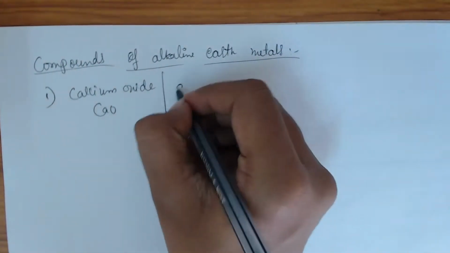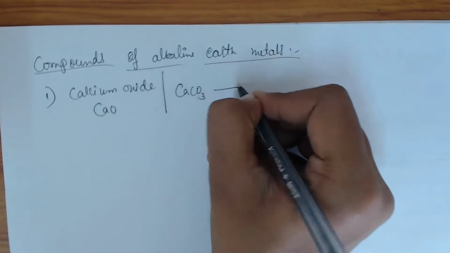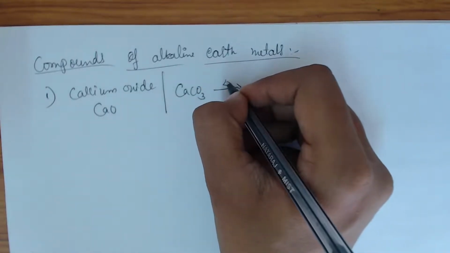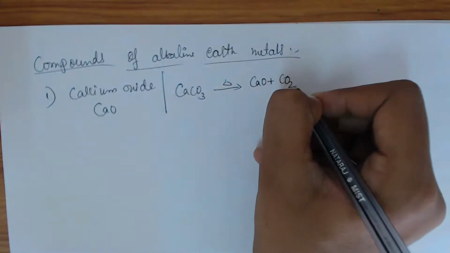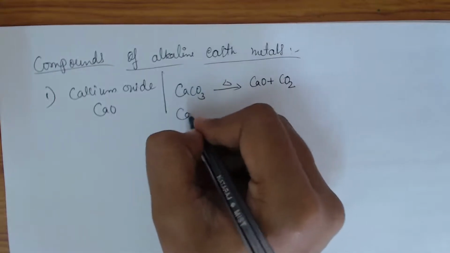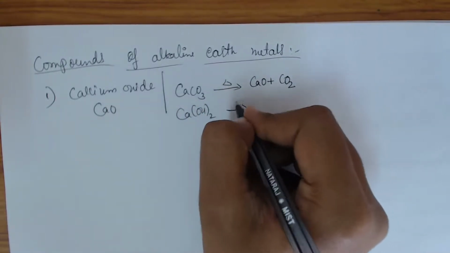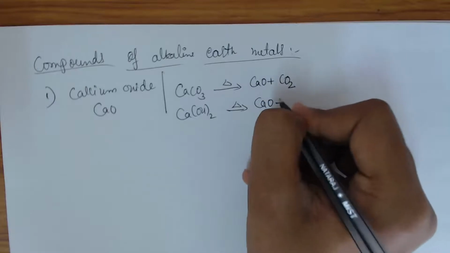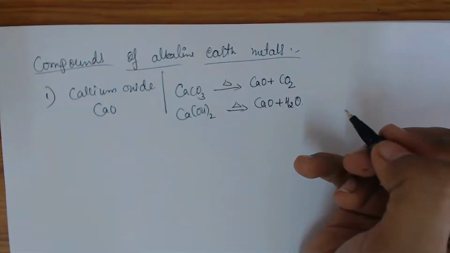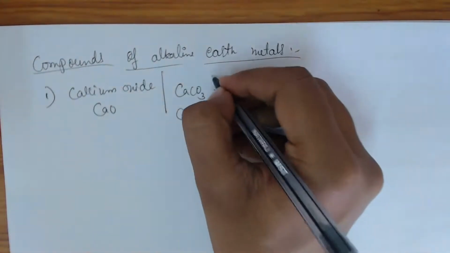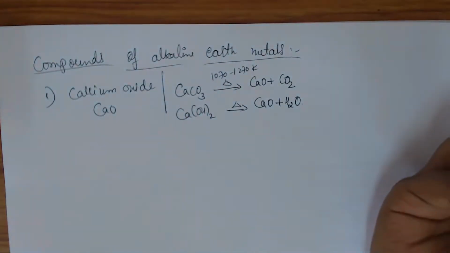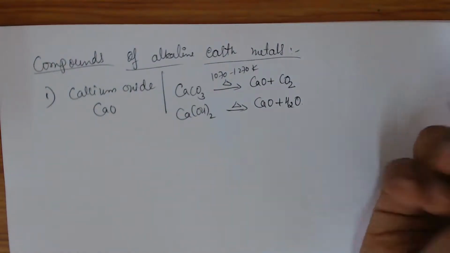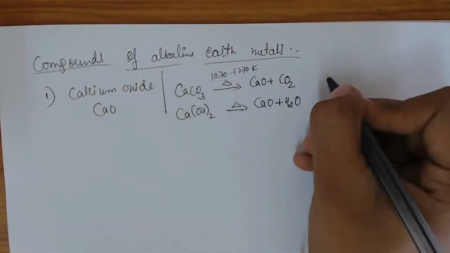The preparation is CaCO3 upon decomposition gives CaO plus CO2. Again, Ca(OH)2 upon decomposition gives CaO plus H2O. This temperature is 1070 to 1270 Kelvin, 800 to 1000 degrees Celsius. This is how it is prepared.